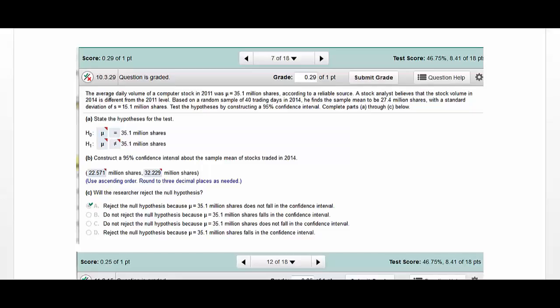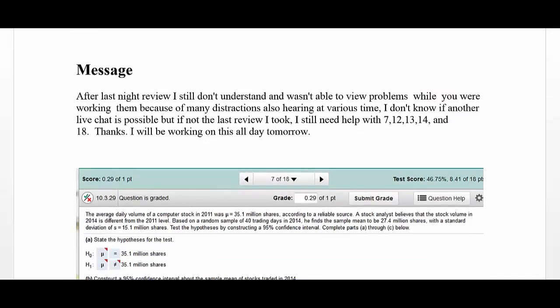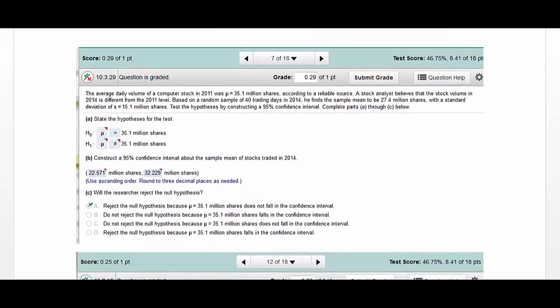Alright, so number 7, actually let me scroll up here. So this is the email you sent me. You want me to go through a couple of questions. So we walk you through how to read them and which calculator screen you want to go to. Starting with number 7, it says the average daily volume of computer stock. Here they tell you the mean is 35.1.